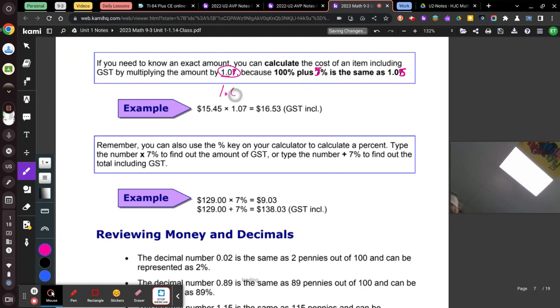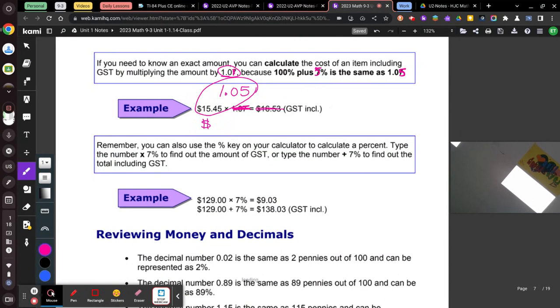So 1.05. So let's find the number that it actually is. So that's a little too much. So let's find the actual answer when we times it by 1.05 and not 1.07. So we're going to get 15.45 times 1.05. We're going to get $16.22.